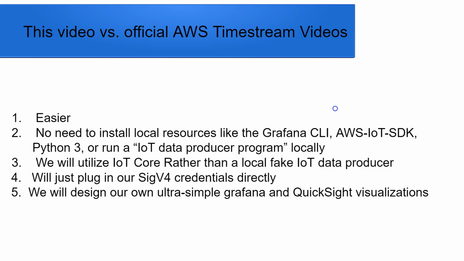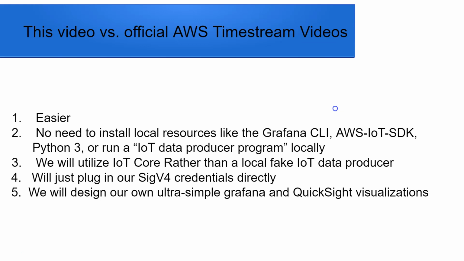Also, a big benefit of the videos I'm going to make here: I'm going to make this first video with AWS IoT Core putting data into Timestream, and in the next video I'll go over integrating with Grafana. But unlike the AWS videos, we don't have to set up the Grafana CLI, which is a locally installed command line interface. We're not going to use the AWS IoT SDK in JavaScript or Python to run a local producer using Python 3 and Boto.